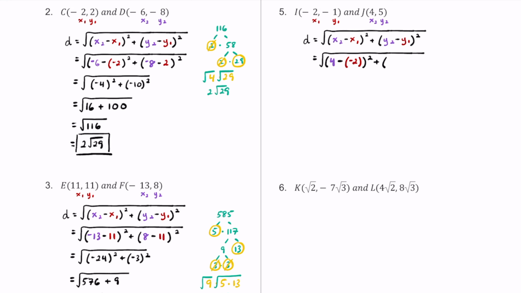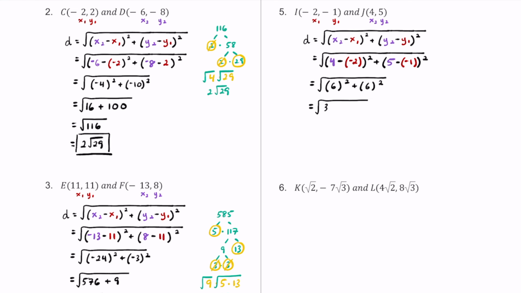So for y2, looks like we have 5. So do 5 and take away y1, and y1 we have -1. So let's write that down. And that whole difference of the y's is also going to be squared as well. 4 take away -2 is going to be 4 plus 2, or 6. So let's say that the first part simplifies down to the quantity of 6 squared. And then 5 take away -1 is really 5 plus 1. So that's also going to end up being 6. So this is going to be 6 squared again.